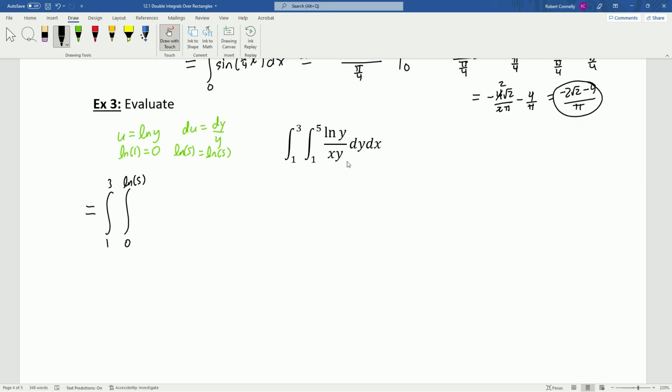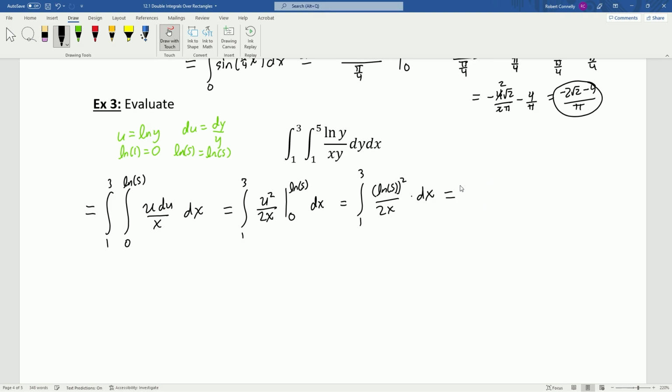And then we've got u du over x dx. Now when I integrate this with respect to u, I'm going to get u squared over 2x evaluated from 0 to ln of 5, and then integrated with respect to x. Now when I evaluate u at these bounds, what do I get? I get ln of 5 squared divided by 2x minus 0. And now I integrate this with respect to x.